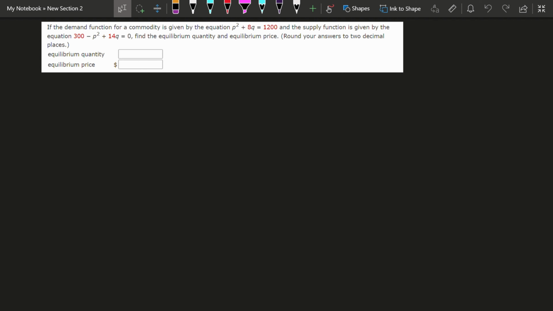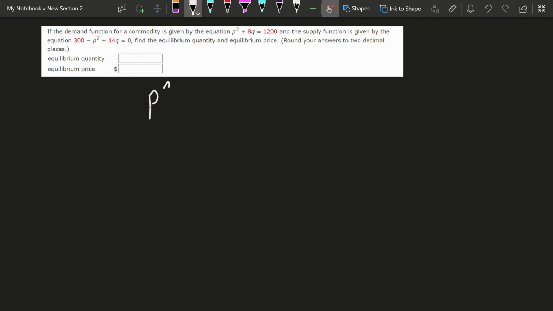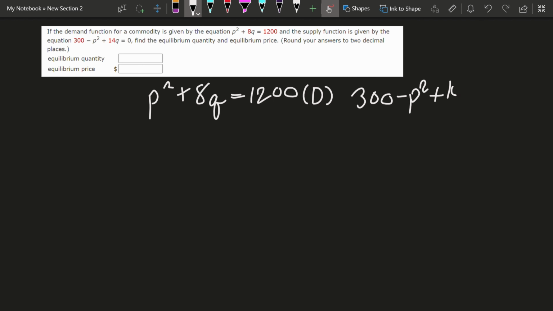For our demand function, it is p squared plus 8q equals 1,200. That is our demand function. And for our supply, it is 300 minus p squared plus 14q, which is equal to 0. That is our supply.